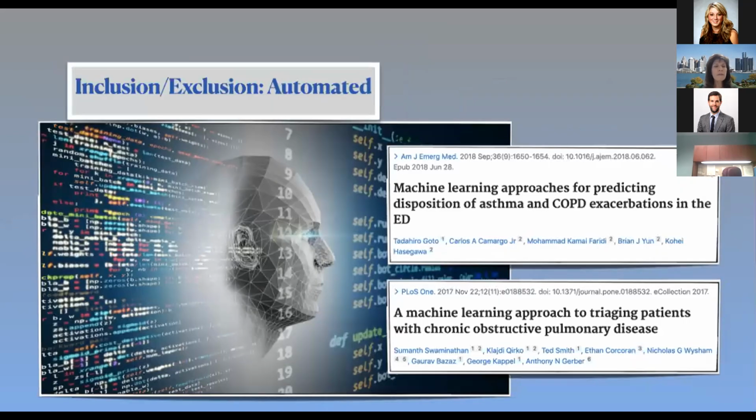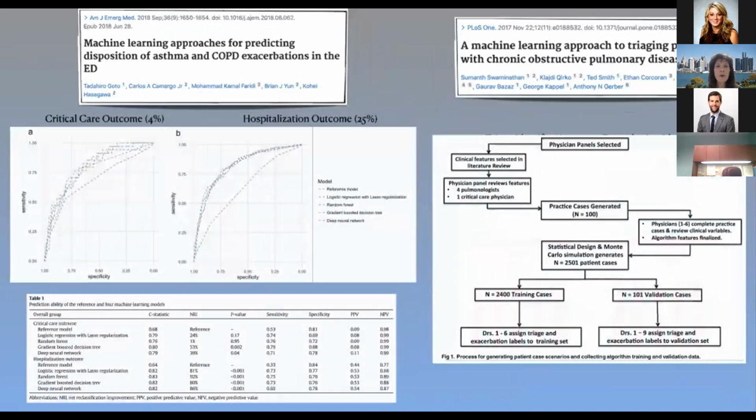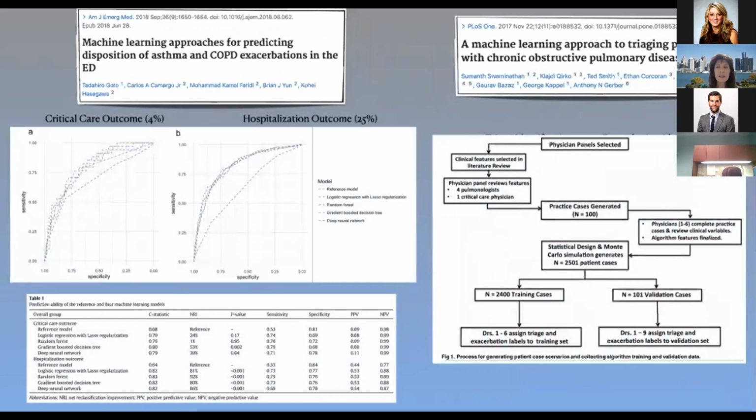So in terms of inclusion-exclusion criteria, there have been some recent papers exploring machine learning and how we can automate basically risk stratification and triage. So here are two papers I'm going to go through. In the first one, they used 2007 to 2015 National Hospital Ambulatory data to derive 4 algorithms, and then they compared these to ESI scores. And ESI scores have really not been shown to be that great for COPD to begin with.